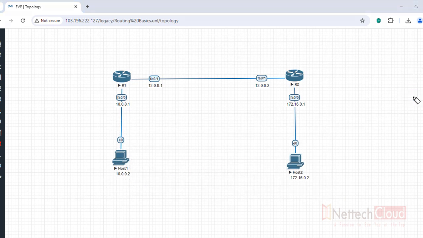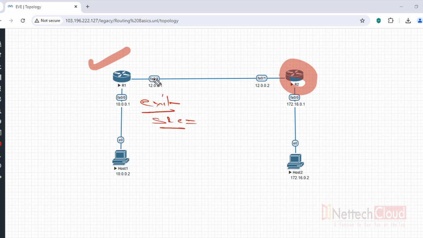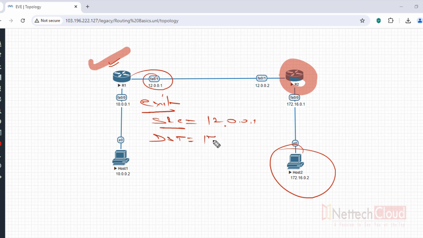And there is even no need to check the routing table of R2, because if we are pinging from R1, by default the exit interface IP means the source IP address would be 12.0.0.1, right? Because whenever we ping from the router itself, to 172.16.0.2, the source address is 12.0.0.1 and the destination is 172.16.0.2. So even if R2 doesn't have a route for the 10 network, there shouldn't be any problem, right? Why? Because 12.0.0.1 and 12.0.0.2 are a directly connected network segment, right?